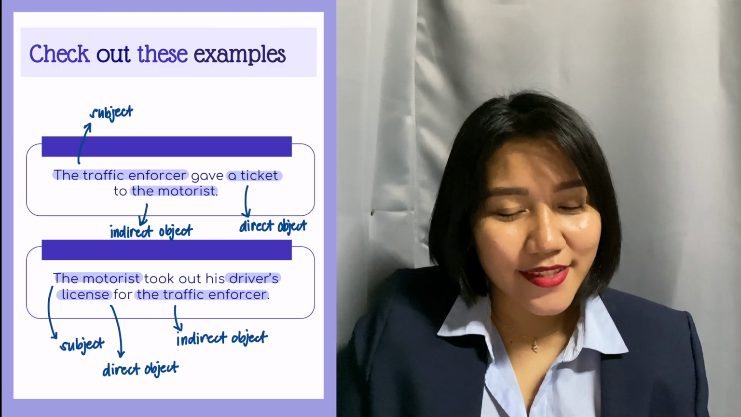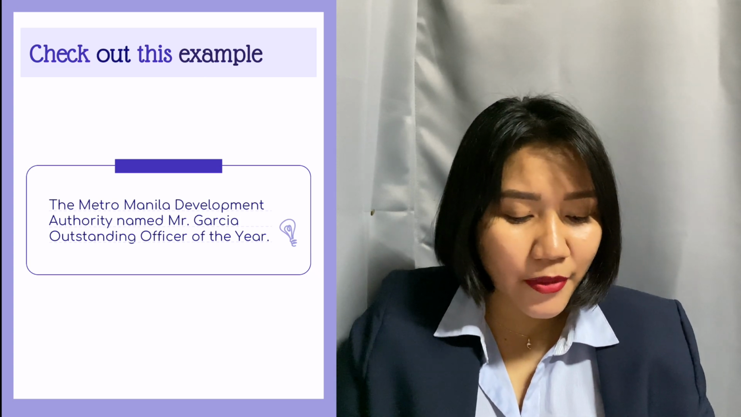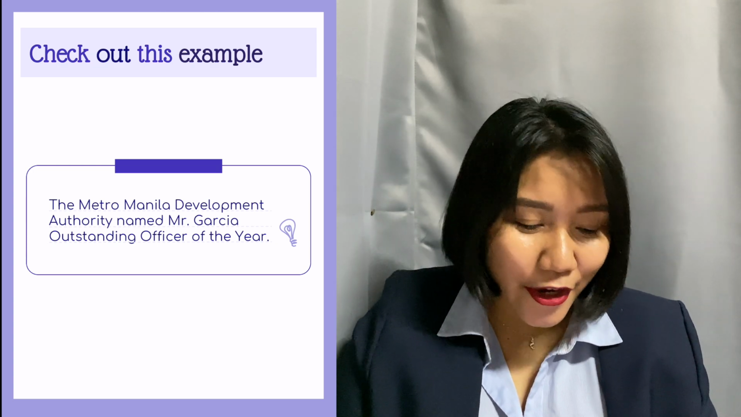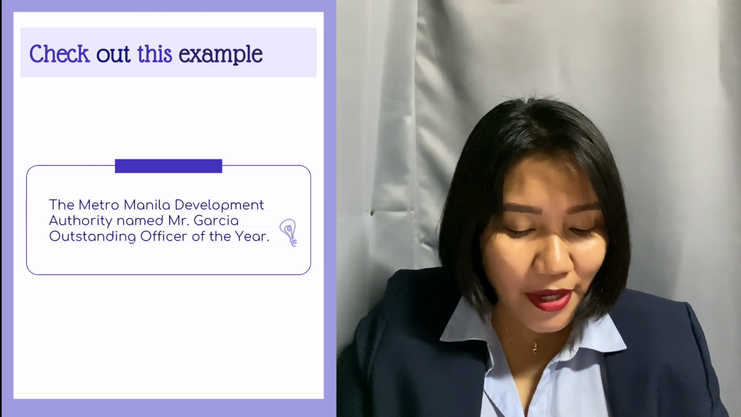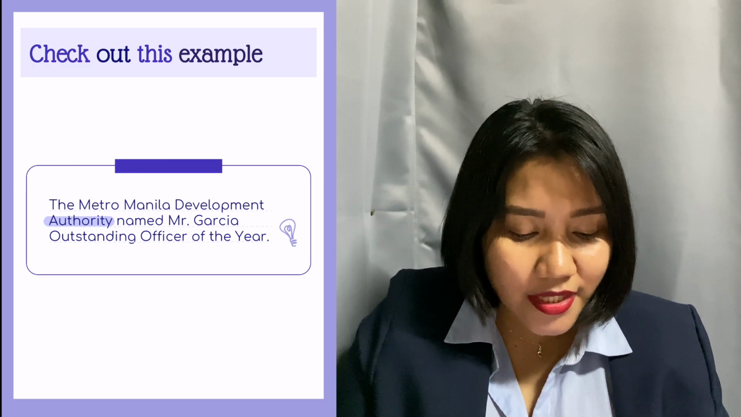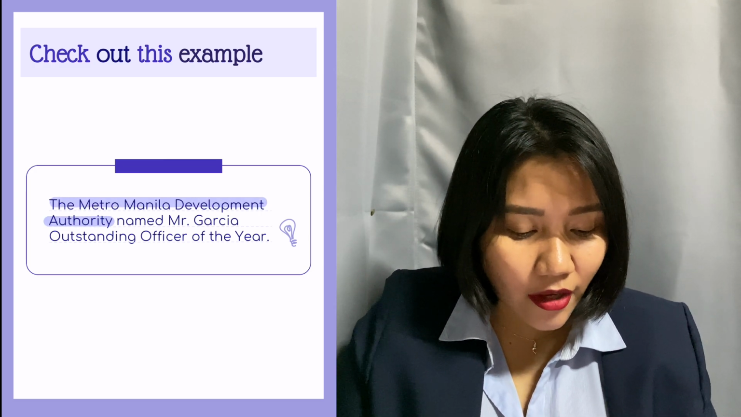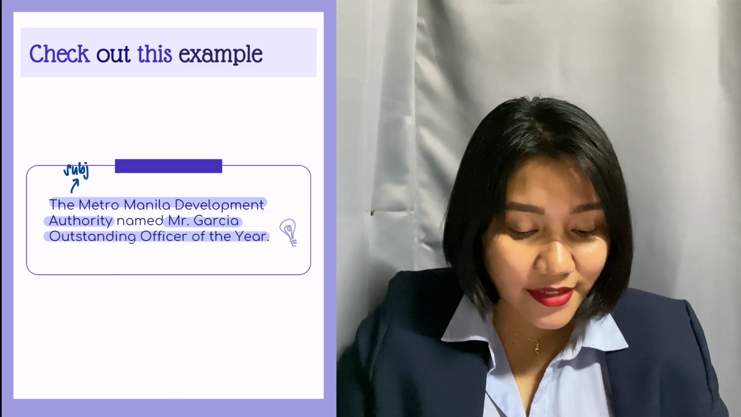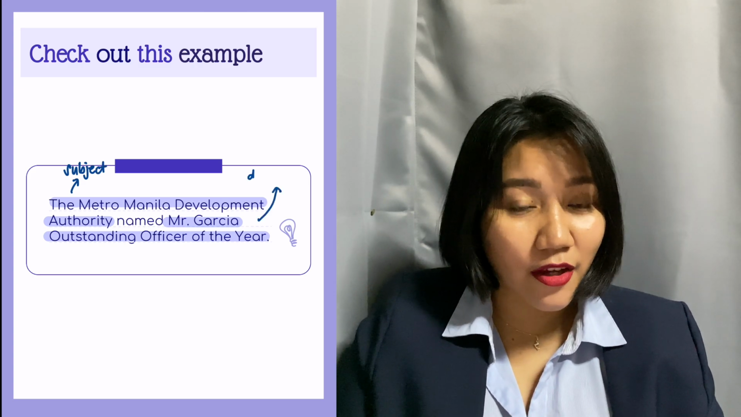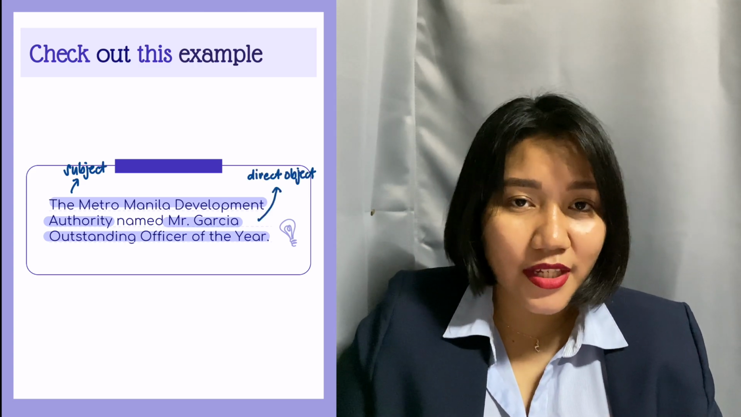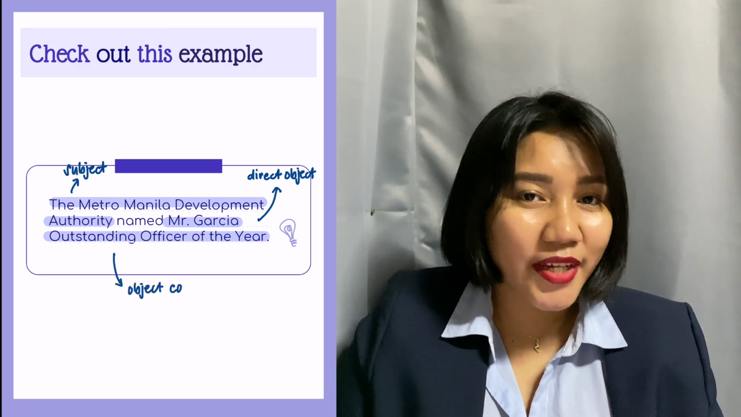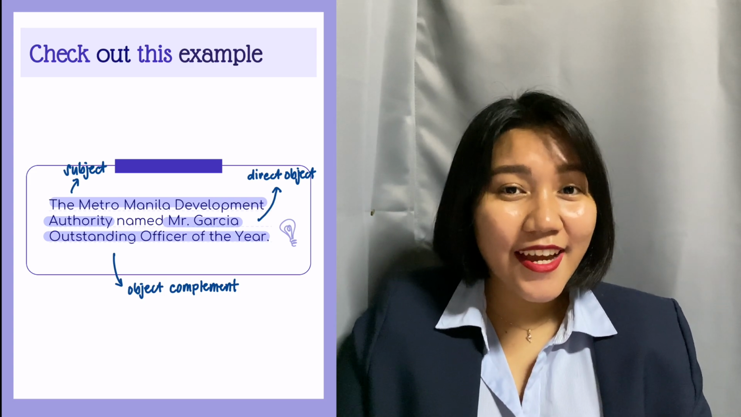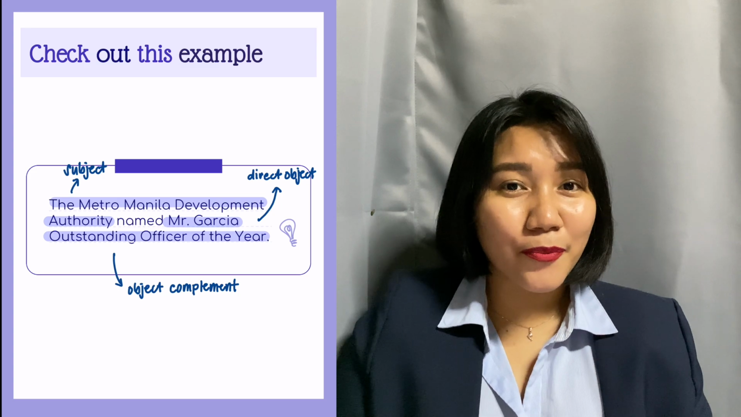Let's take a look at this sentence. The Metro Manila Development Authority named Mr. Garcia Outstanding Officer of the Year. There are three nouns in the sentence: the Metro Manila Development Authority, Mr. Garcia, and Outstanding Officer of the Year. The Metro Manila Development Authority is the subject of the sentence, and Mr. Garcia is the direct object. Outstanding Officer of the Year is our object complement because it renames our direct object, Mr. Garcia. And lastly, a noun can also function as a predicate noun or predicate nominative.